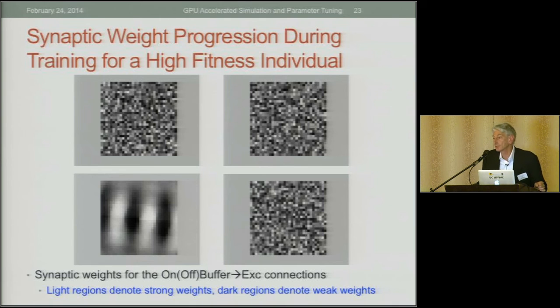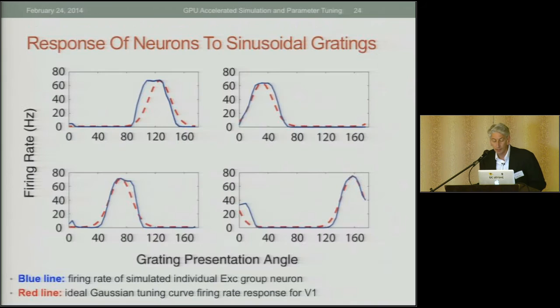The other 25% of the time, it usually had bimodal responses, which probably do happen in real visual cortex, but we were looking for Gaussian tuning curves that you see in V1 simple cells. And so the red is the ideal Gaussian tuning curve in V1, and the blue is actually the fit that happened after this automated tuning process.